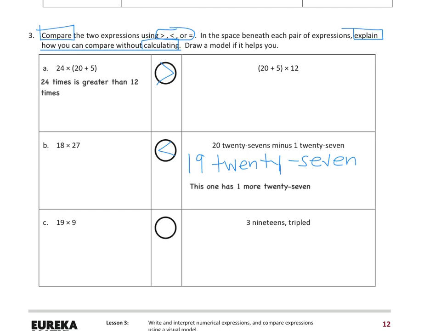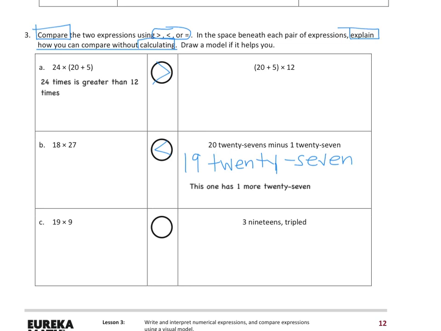So our explanation will be that the one on the right has one more 27 than the one on the left, which makes this one right here greater than the one on the left.